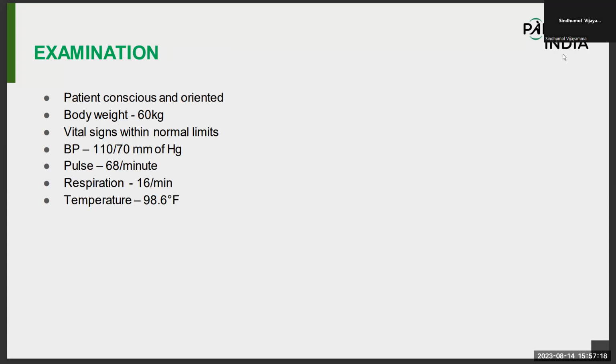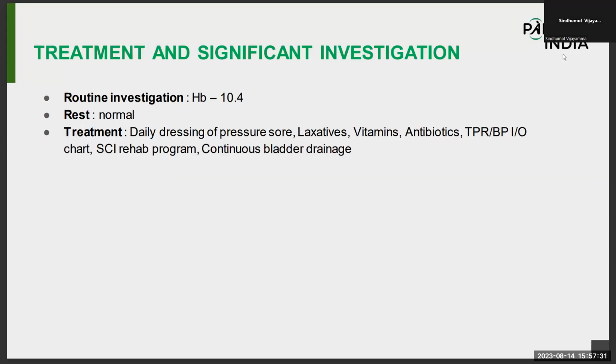On examination, patient conscious and oriented, body weight 60 kg, vital signs within normal limits: BP 110/70, pulse 68 per minute, respiration 16 per minute, temperature 98.6 degrees Fahrenheit. Treatment and significant investigations: routine investigations, hemoglobin 10.4, rest normal. Treatment: daily dressing of pressure sore, laxatives, vitamins, antibiotics, CPR, BP, I/O chart, SCI rehab program, continuous bladder drainage.